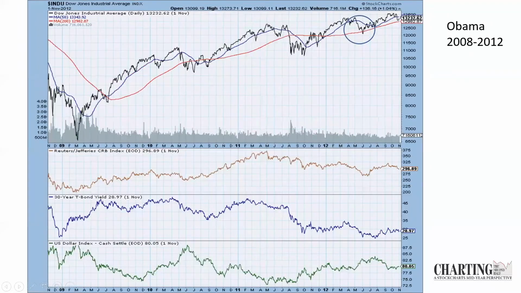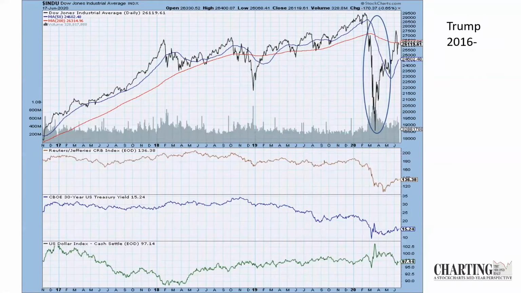Now let's move forward a little bit here and look at President Obama's first term. Again, a decline in the market in the middle of the year and a recovery. And again, similar characteristics in 30-year bond yields and commodities. So let's look at Trump's current term. And guess what? We have a significant decline in this case in the middle of the year with a rebound. The key now is what's going to happen here at this 200-day moving average. And as we go through this presentation, we're going to try and make sense of this.